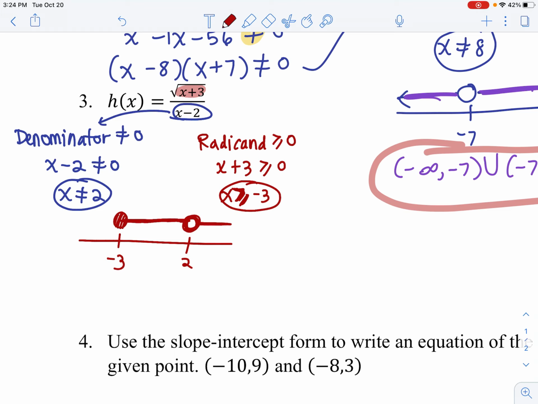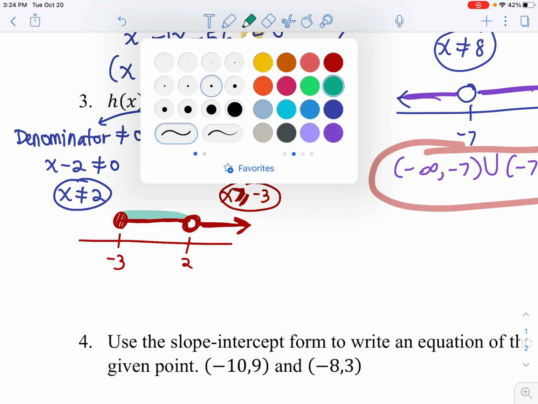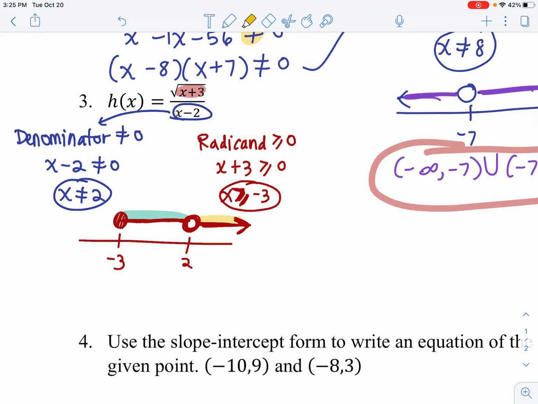So what you are going to have is, notice this is not a single interval. We have one interval right here that connects negative 3 to 2, and another interval right here that's going from 2 all the way to positive infinity. So your final answer in interval notation will be negative 3 to 2 union 2, start from 2 again and go all the way to positive infinity.